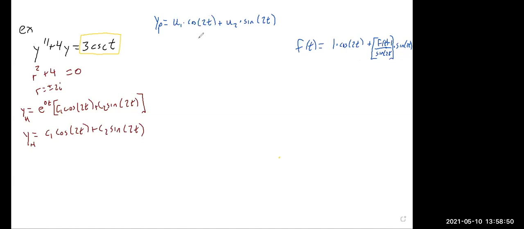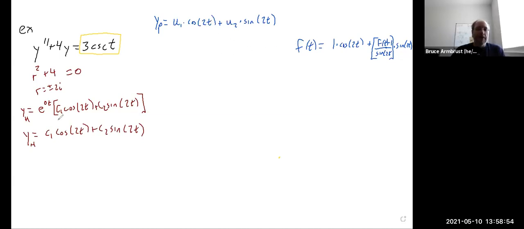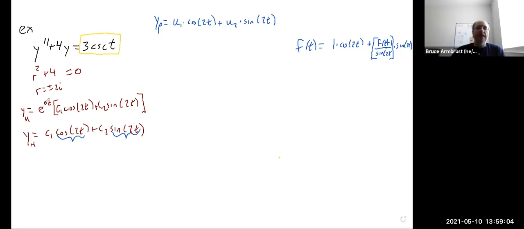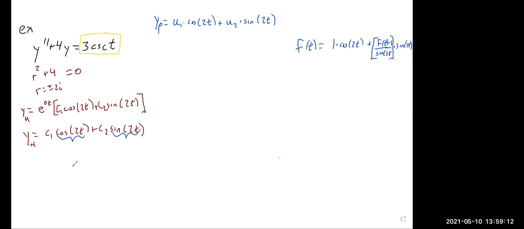Why did you choose the cosine and sine of 2t? Because they were my fundamental set. What about the e to the t? That's actually e to the 0, because there was no real part here. Oh, I see. I put 1 for that value, but I guess it wouldn't be a 1. Right. Got it.